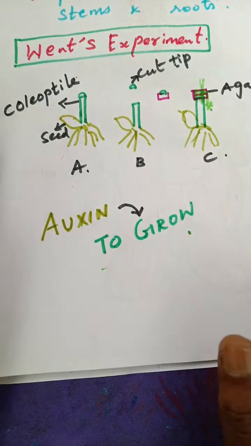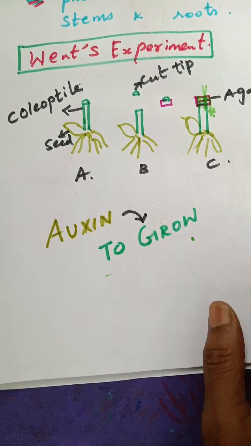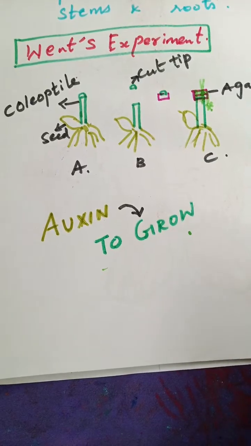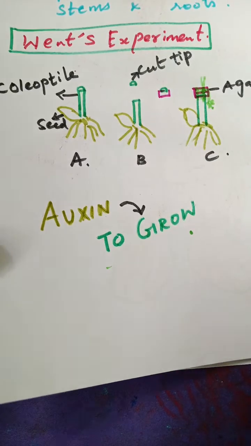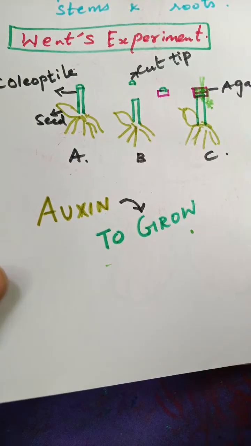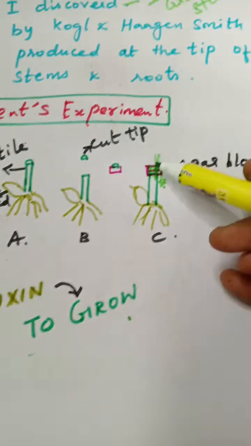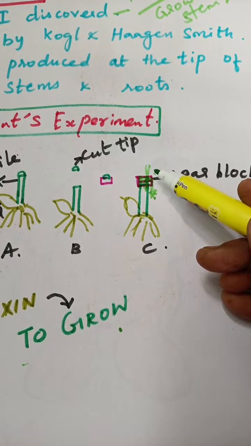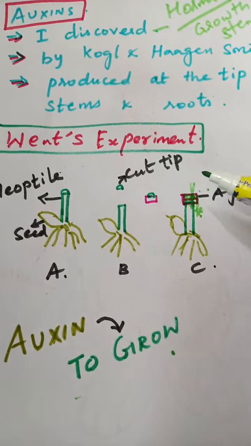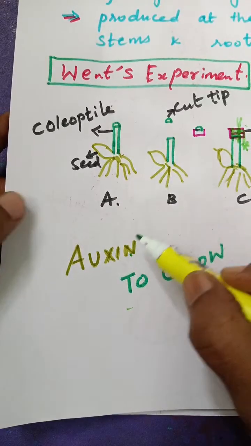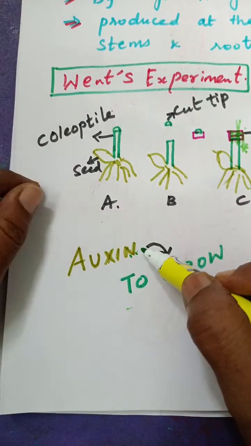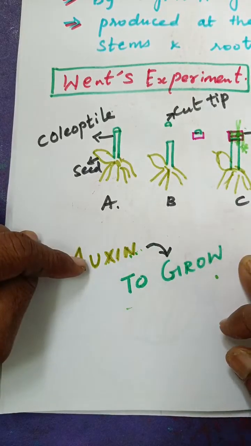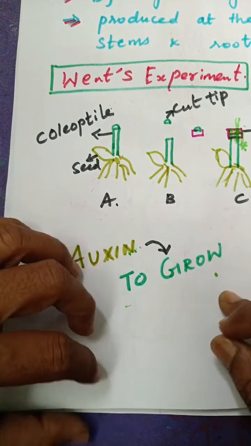So this is the experiment done by Wendt, and from this experiment Wendt found that there was some chemical hormone which is responsible for the development in the tip of the stem. From this they found it is nothing but auxins. Auxins are the hormones which are very essential for growth. So auxins means to grow.